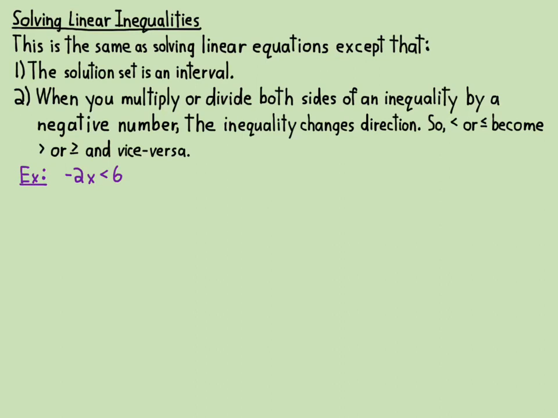You can pick one. So negative 2x is less than 6. What does that mean as far as x? It means x is greater than negative 3. See, I divided both sides of the inequality by negative 2, which meant that I had to reverse the direction of the inequality.